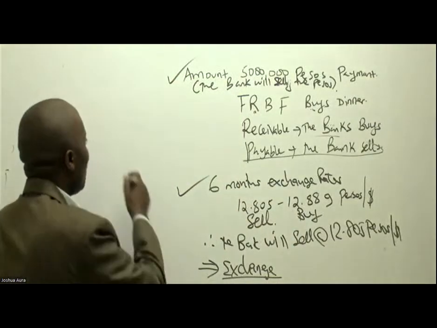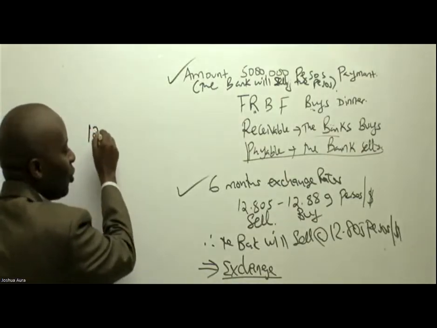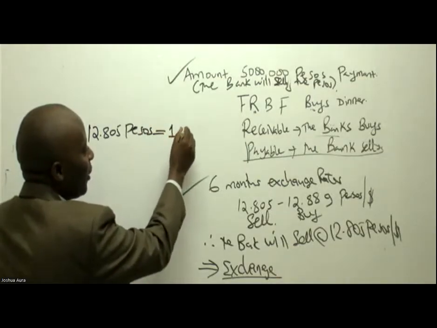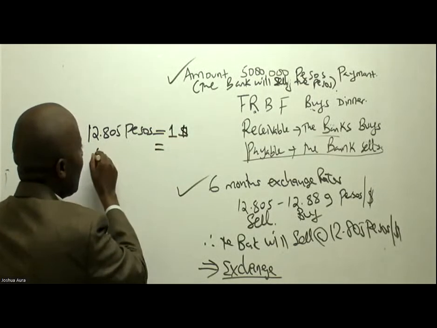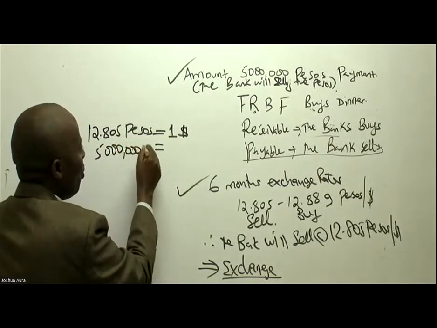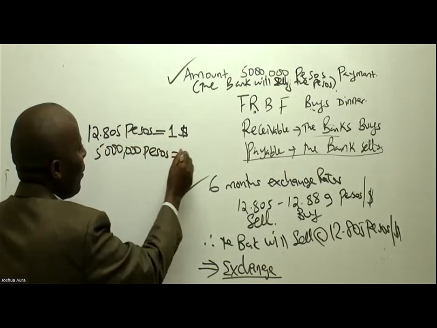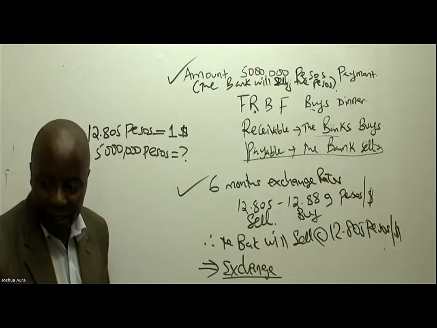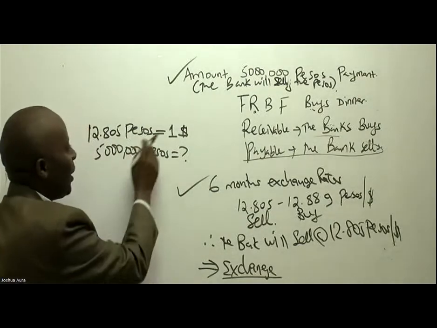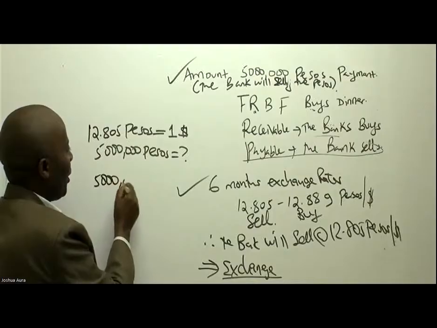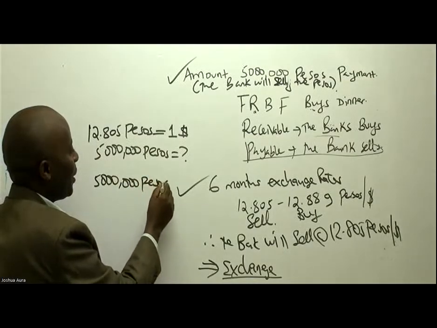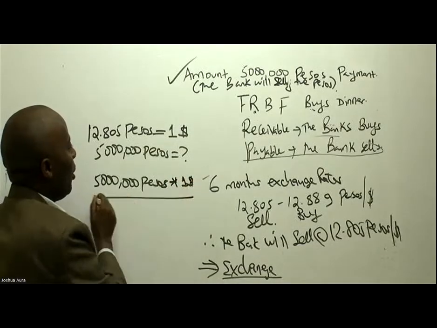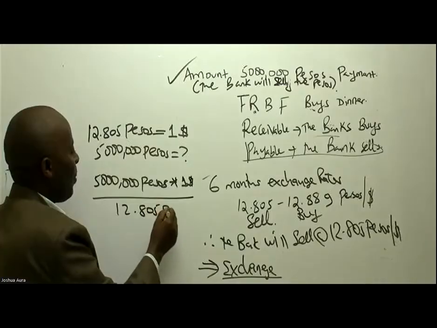So please go ahead and exchange. When you're exchanging, it is 12.805 pesos equals $1 US. How about 5 million pesos? Please go ahead and cross multiply. So it will be 5 million pesos times $1 all over 12.805 pesos.